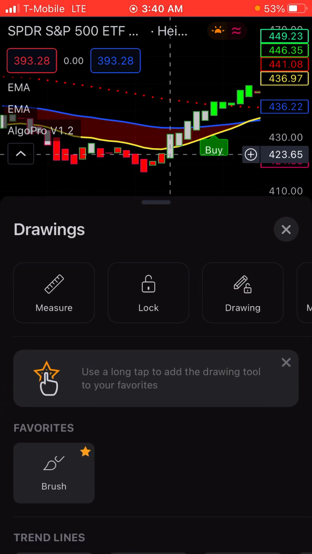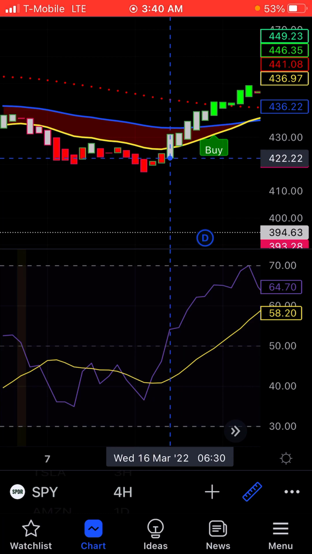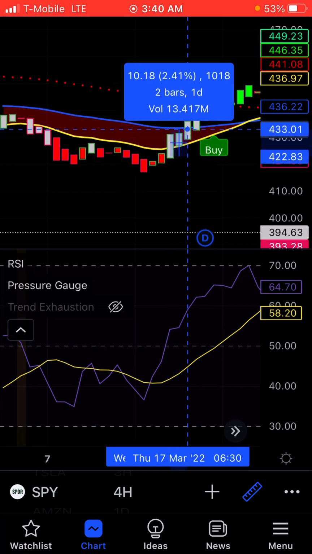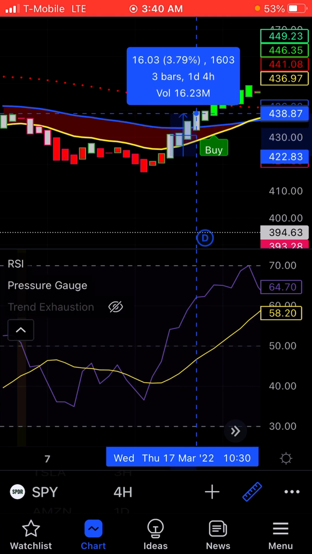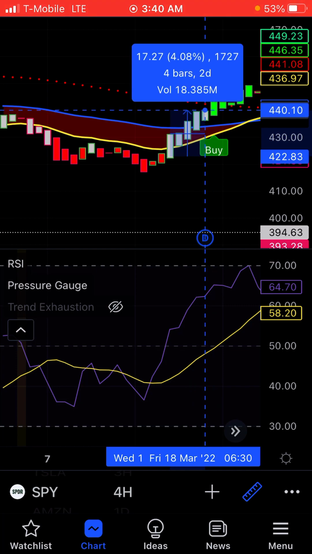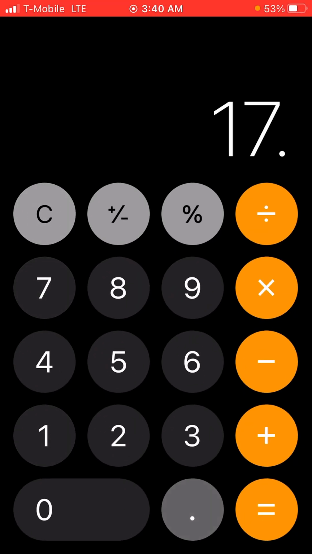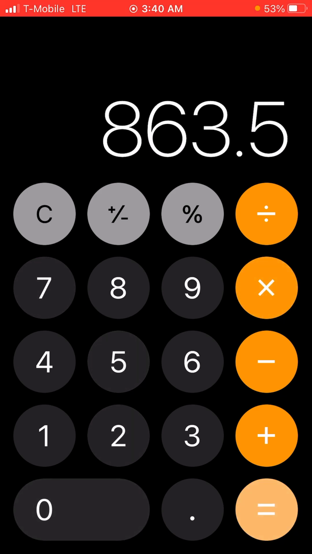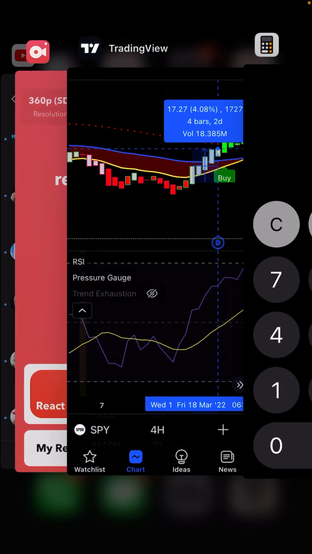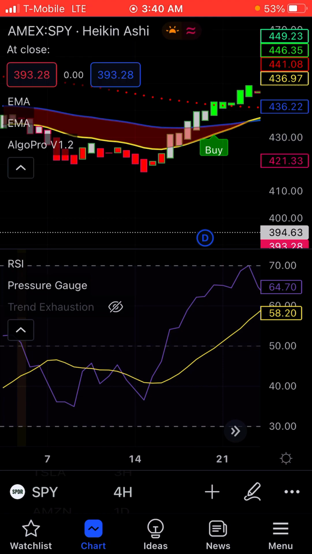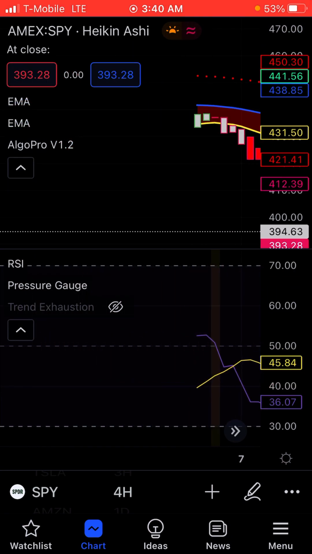So if you were to get in right here, and I look for 2 or 3 days, yeah, right here. So I would have taken that section. That was 2 days, and that was about a $17 difference in price. 17.27 times 50. That's about $863. So I'm going to do this one more time.